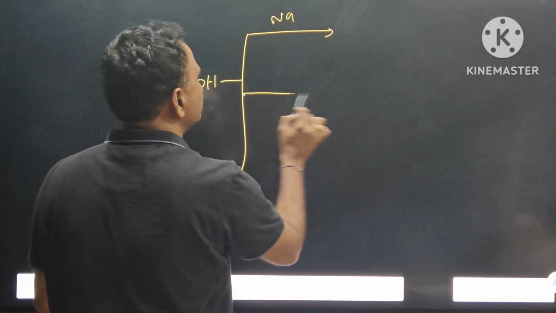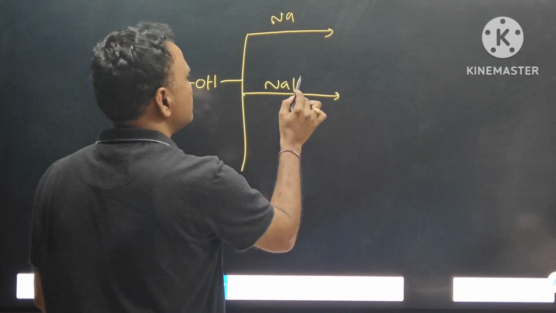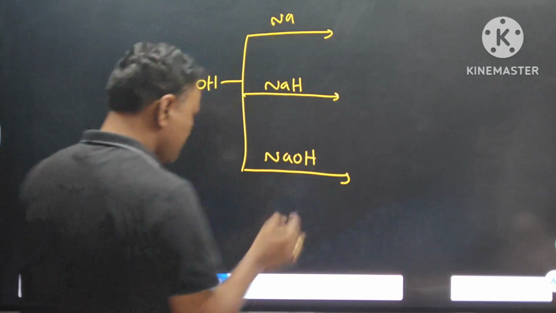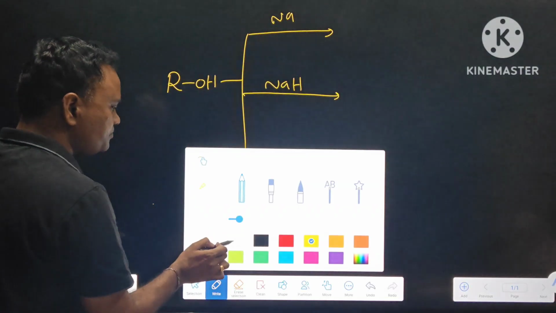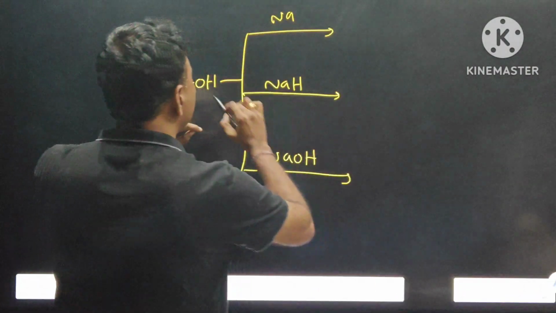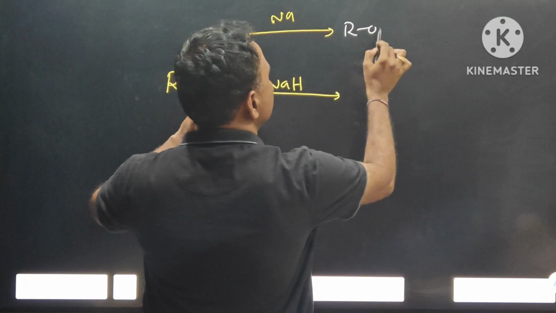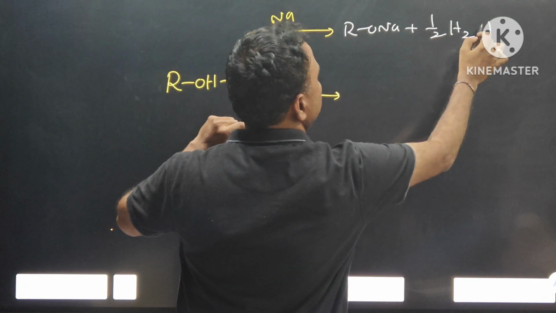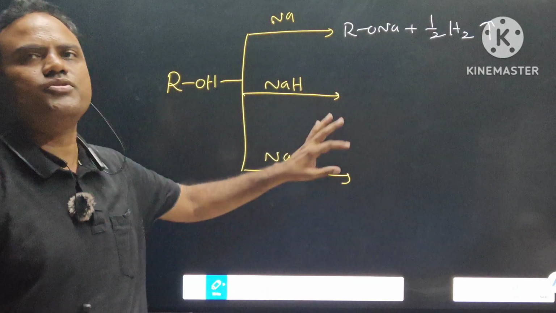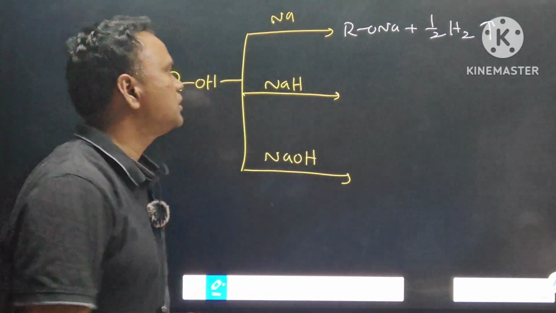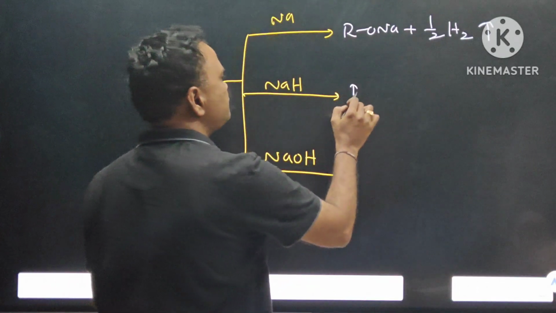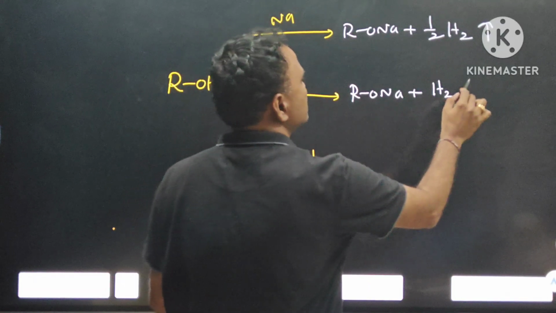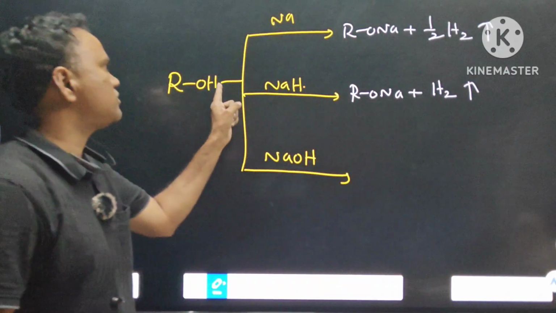When alcohol is treated with sodium metal, sodium hydride, or NaOH, look at this, all of you. Sodium will replace the hydrogen, so we'll get sodium alkoxide and half mole of H2 gas. Hydrogen gas is eliminated. I gave one physical chemistry based question on this in the last class. Here, RONa plus 1 mole is formed, because H is already there.